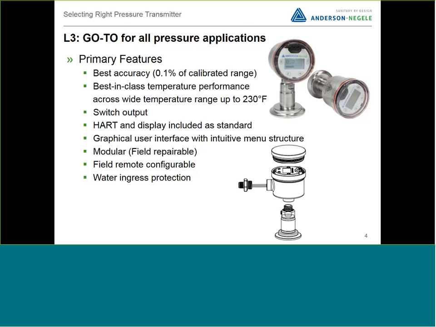It also gives you the best-in-class temperature performance across the wide temperature range from 0F to 230F. It has 0.016% per 10F temperature compensation built into the sensor. So if you have applications where your process temperature could swing, L3 would be your best transmitter.